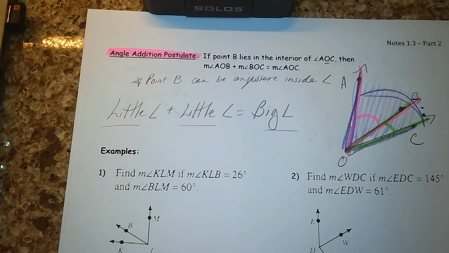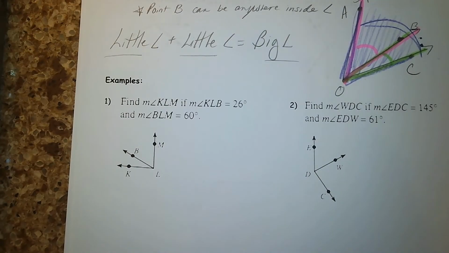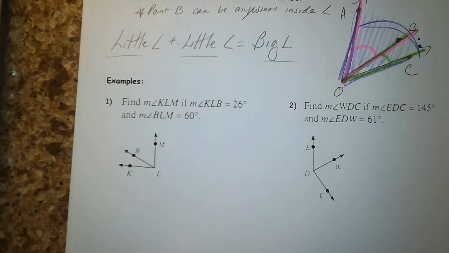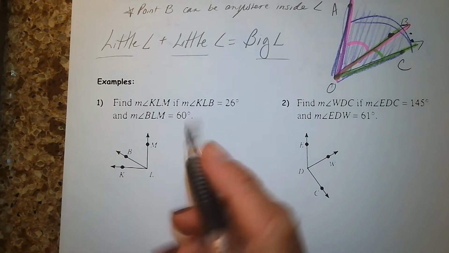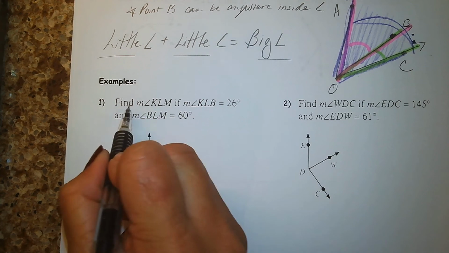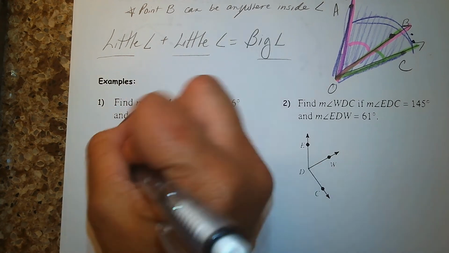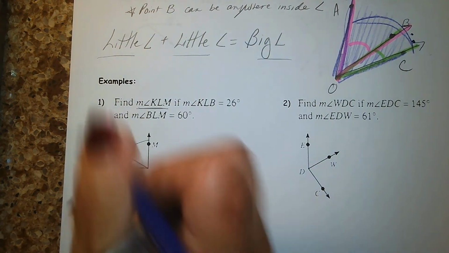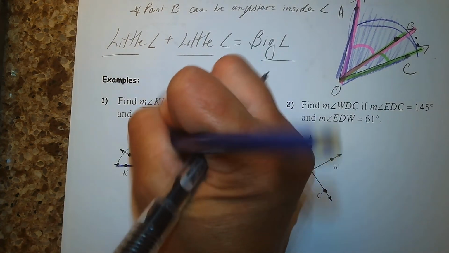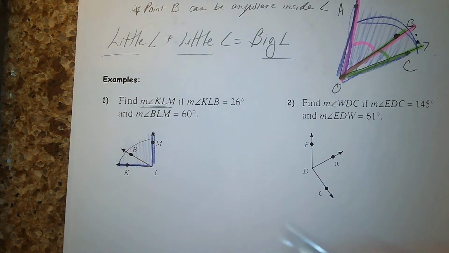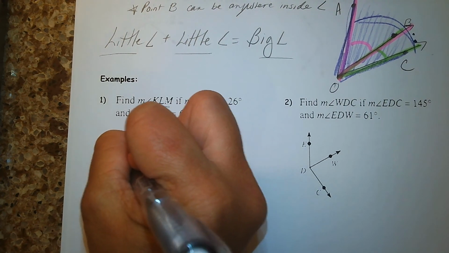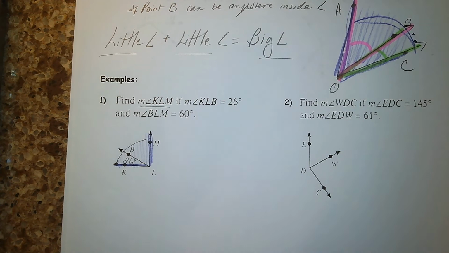All right, so let's take a look at this first problem here. We want to set it up. And one of the key things you want to do each and every time is to actually set up the angle addition postulate. In this picture here, we have KLM. It says find KLM. We're going to try to find the measure of this whole entire angle. That would be all of this measurement inside of here, everything added together. Now KLB, which is this little angle here, is 26 degrees. That's the little one inside of there.